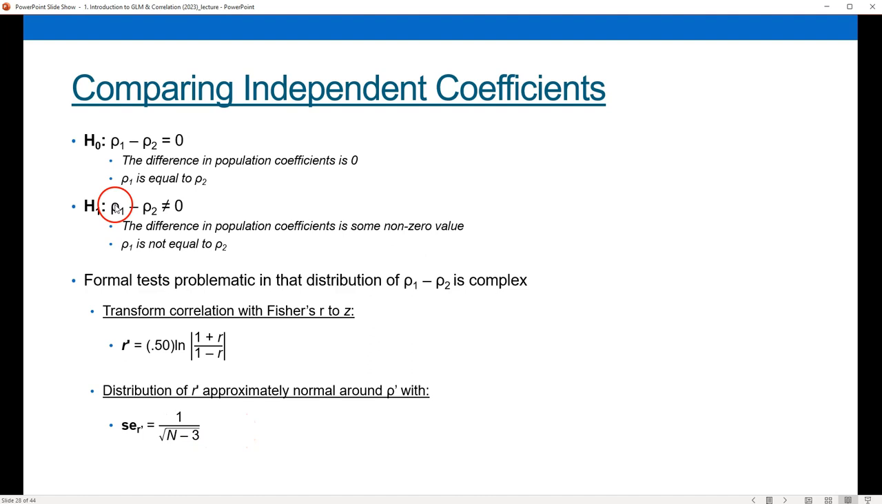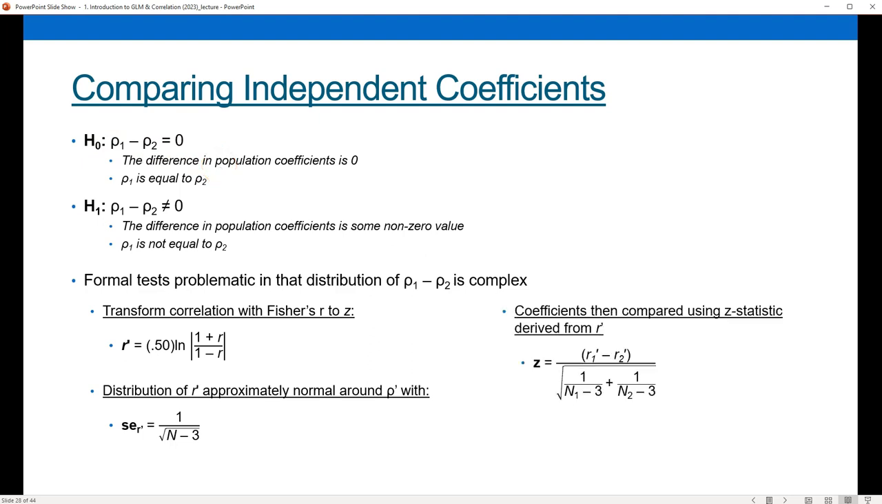So getting back to our question, what we want is an estimate of the difference between rho 1 and rho 2, okay? If I want to compare these two associations, I first calculate R prime for my first correlation, then R prime for my second correlation, and then plug them into my Z formula. Here we've got R prime 1 minus R prime 2 over the square root of 1 over n minus 3 for sample 1 plus 1 over n minus 3 for sample 2.